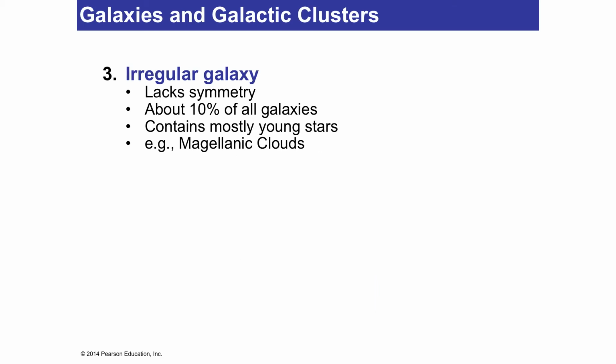About 10% are irregular, meaning there's no specific shape. They just look like clouds of stars. You've got mostly young stars that they can detect. Perhaps this is a galaxy that is younger than other galaxies, not sure. But about 10% are called irregular. There are numerous irregular galaxies in our local group of galaxies, along with the Milky Way.